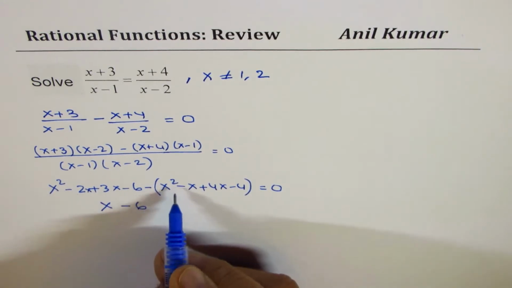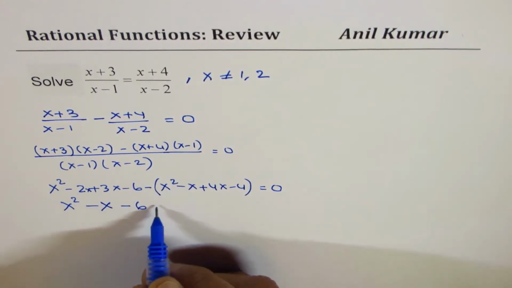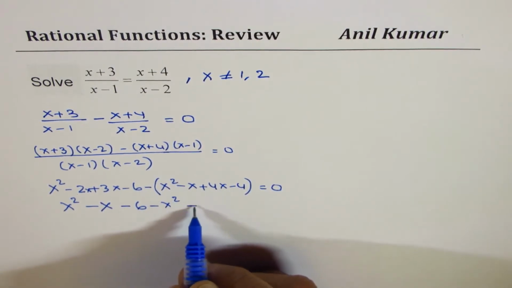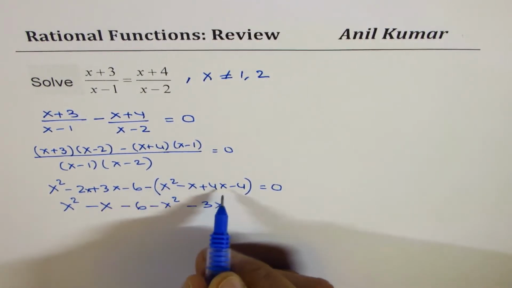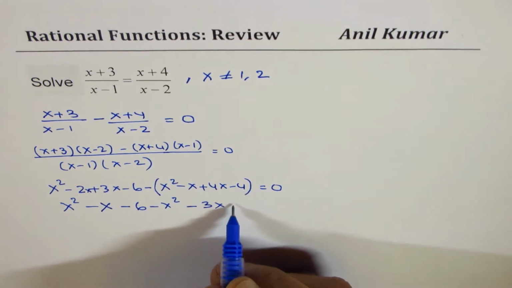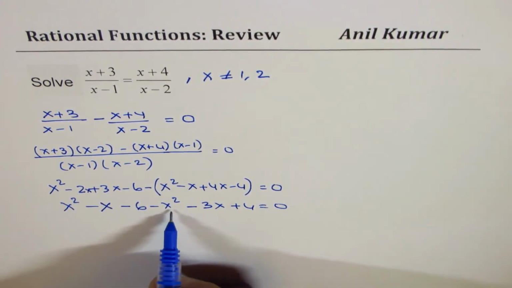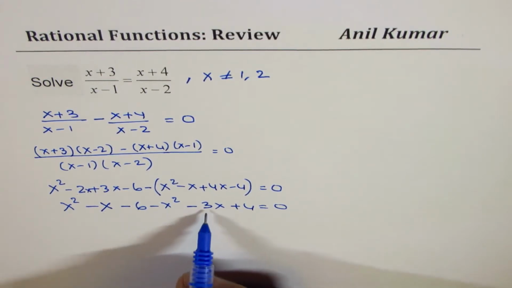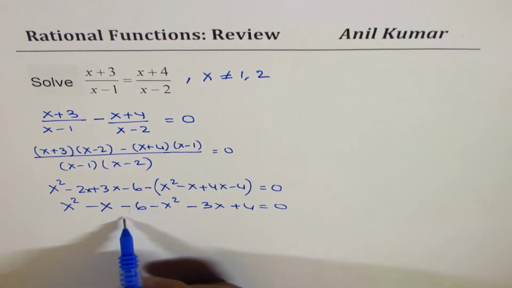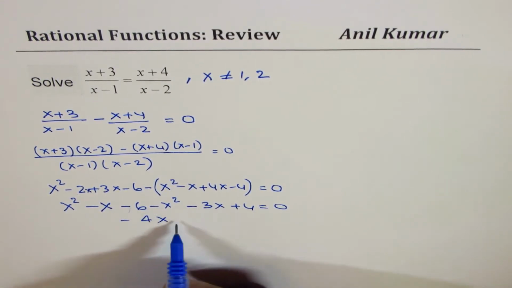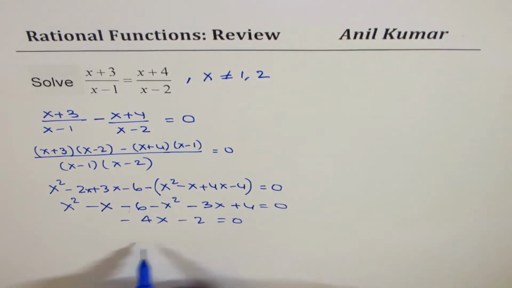And these x squares cancel. Or we could write it like this: x squared minus, and then we combine these, which is minus 3x after opening the bracket, and then this becomes plus 4 equals 0. And that gives us x squared cancel. We have minus 3x and minus x, which is minus 4x. The numbers are minus 6 plus 4, which is minus 2, equals 0.